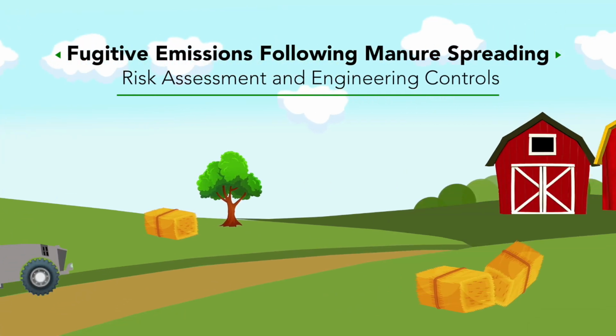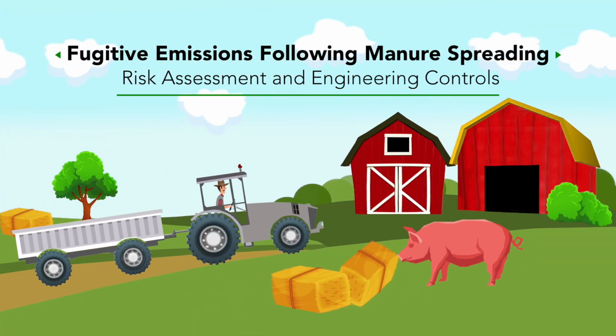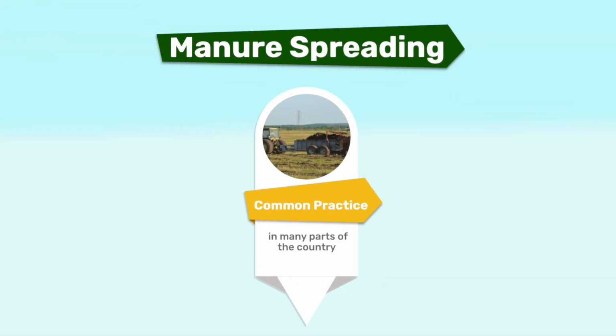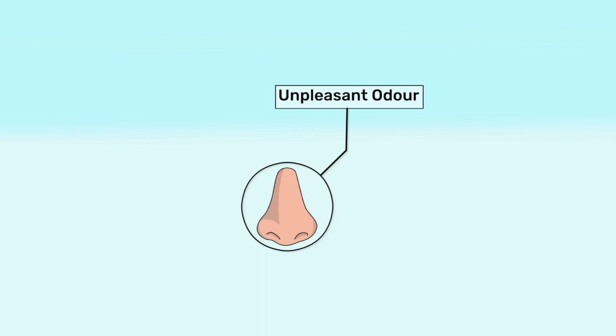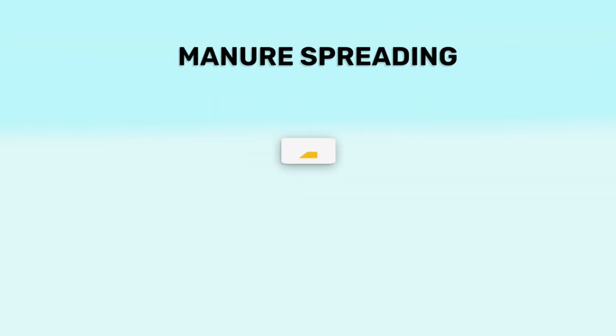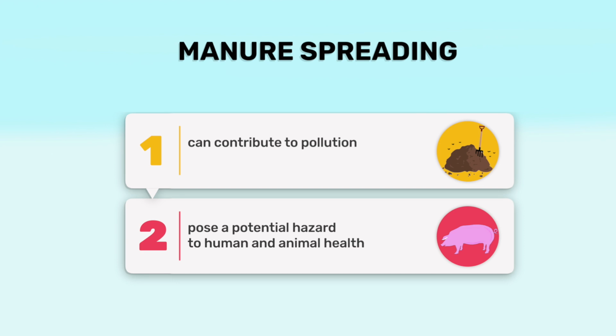Fugitive emissions following manure spreading, risk assessment, and engineering controls. Manure spreading on agricultural land is a common practice in many parts of the country and helps benefit crop production. Aside from the obvious side effect of unpleasant odors, manure spreading can contribute to pollution and pose a potential hazard to human and animal health.